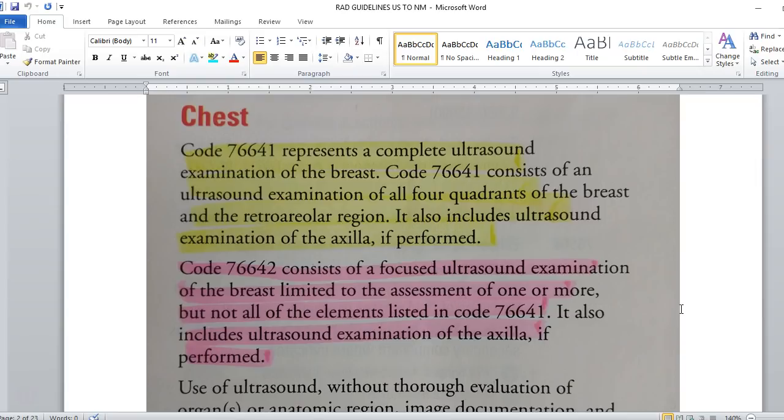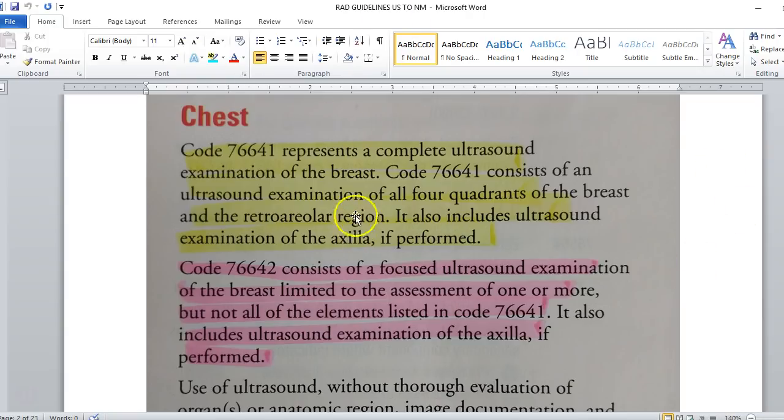However, code 76642 consists of a focused ultrasound examination of the breast limited to the assessment of 1 or more, but not all of the elements listed in code 76641. It also includes ultrasound examination of the axilla if performed. So if we know that there is a mass that is in the lower right-hand quadrant of the breast and we find it, we don't have to go any further. That would be a limited exam. As long as we're not completing all 4 quadrants and the retroareolar area, it's going to be limited.